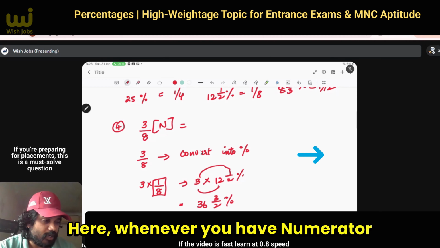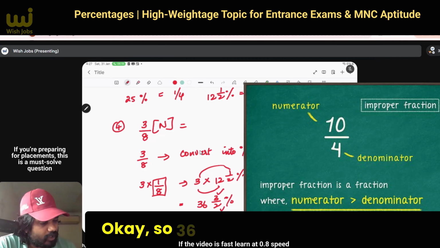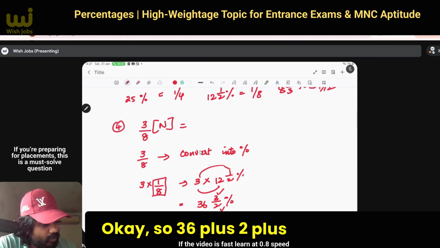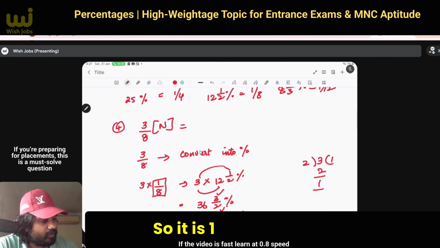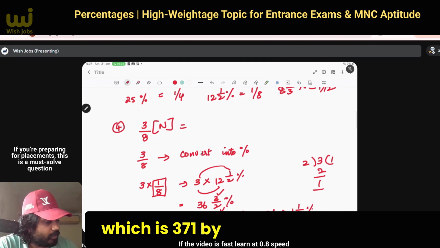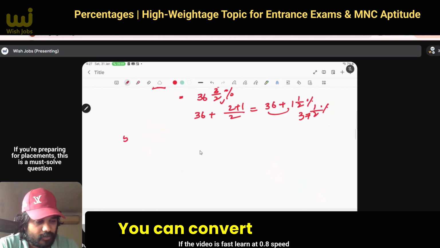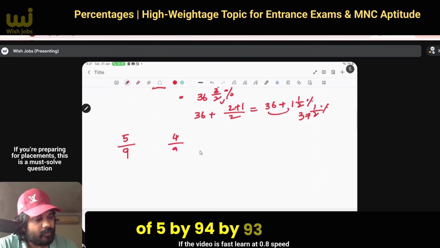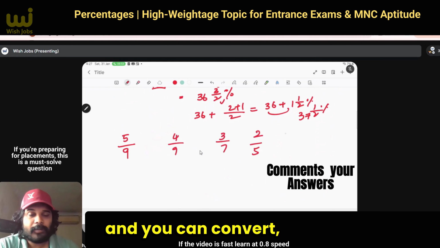Here, whenever you have a numerator greater than the denominator, that means you still need to convert it into a mixed fraction. So 36 plus 3 by 2, or you can take 2 ones are 2, so it is 1 1 by 2. Okay, so 36 plus 1 1 by 2 percent, which is 37 1 by 2 percent. In a similar manner, you can do it for 5 by 9. You can convert the fraction of 5 by 9, 4 by 9, 3 by 7. You can also convert 2 by 5, and you can convert 7 by 3.